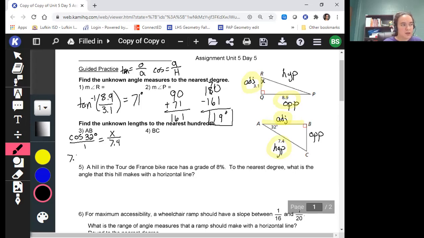Cross multiply. So 7.4 times cosine of 32 degrees equals x. And we're going to put that in our calculator. 7.4 times cosine of 32 degrees. And we get 6.27556. We're dealing with a side length, so we're rounding to the hundredths place. So after that 7, we have a 5, so we are raising our score, so we have 6.28.